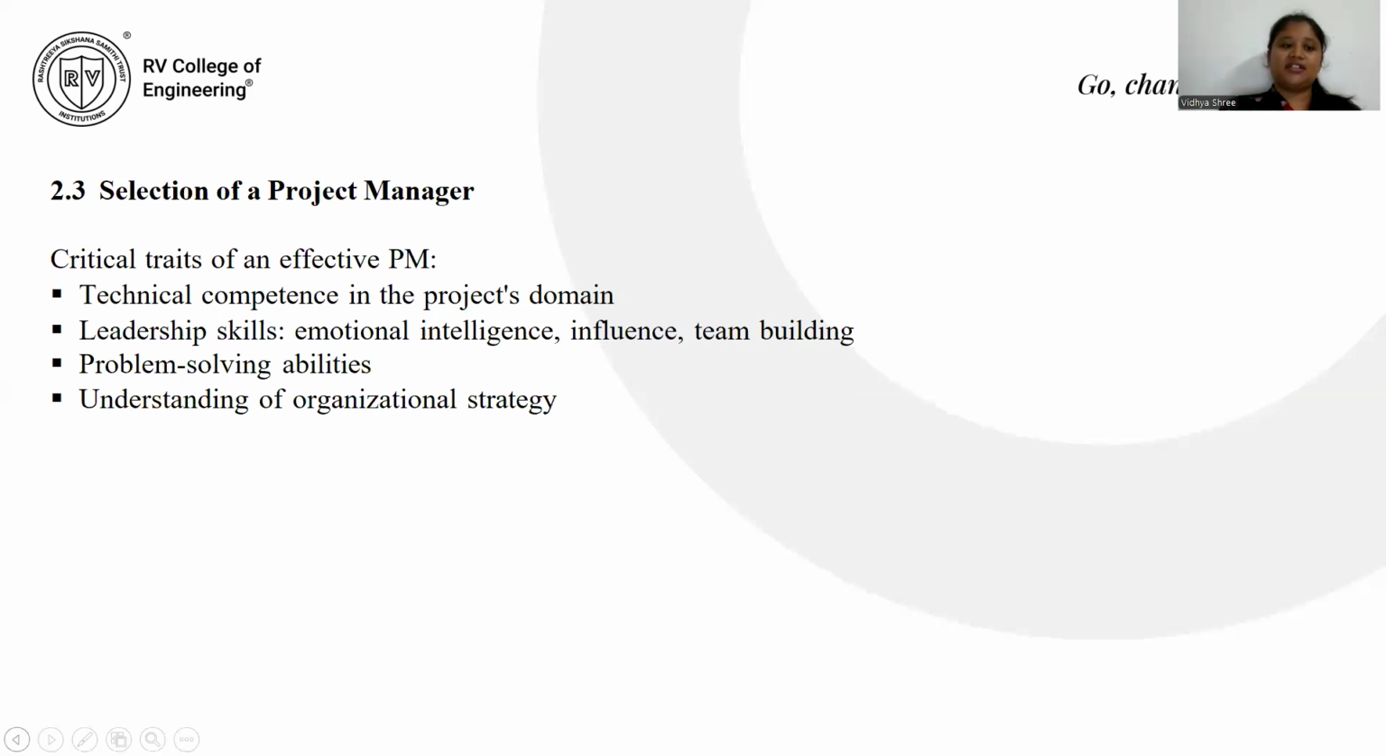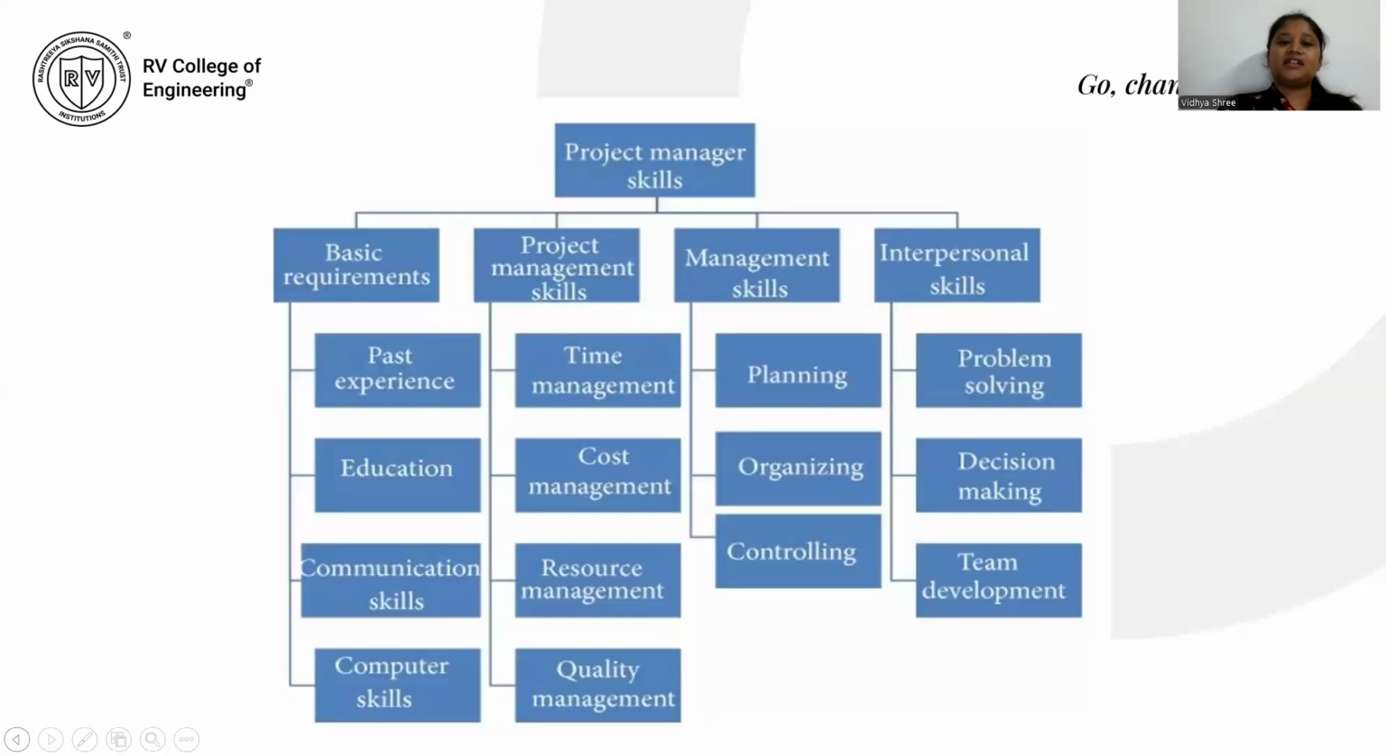of organizational strategy. The project manager skills include basic requirements, project management skills, and interpersonal skills. The basic requirements include past experience, education, communication skills, and computer skills. Project management skills include time management, cost management, resource, and quality management. Management skills include planning, organizing, and controlling. In interpersonal skills, they should have problem solving capability, decision making, and team development.